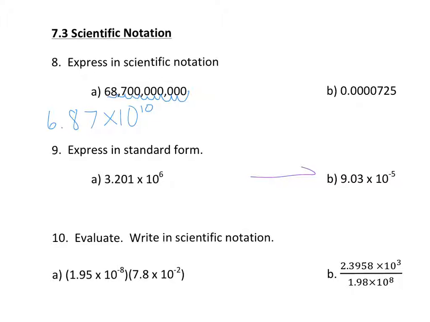All right, let's look at 9, part B. Now I have to express in standard form. So 9.03 times 10 to the negative 5th means that I move my decimal 5 places to the left. So 1, 2, 3, 4, 5, which means I really have 4 zeros in front of that 9.